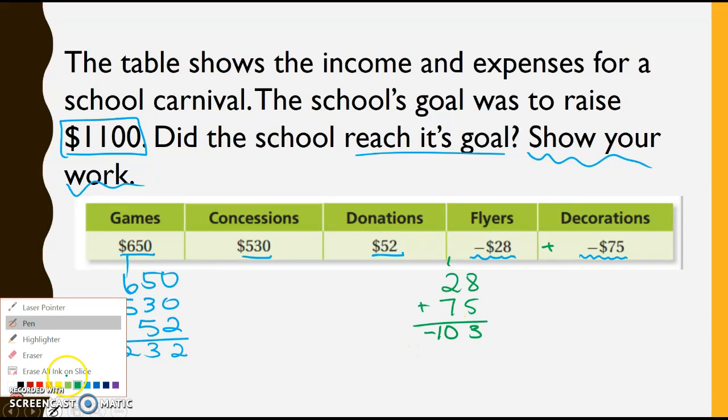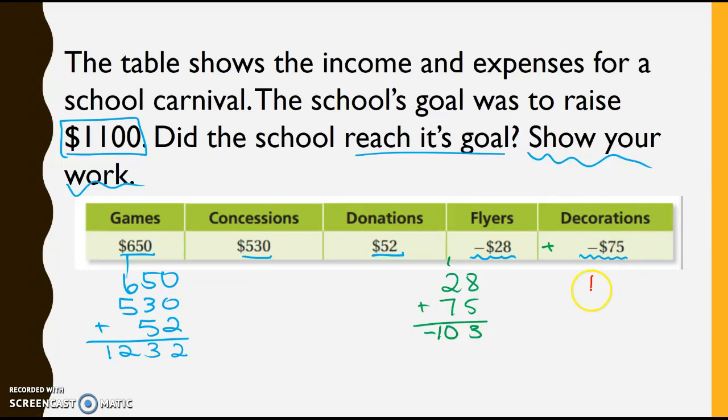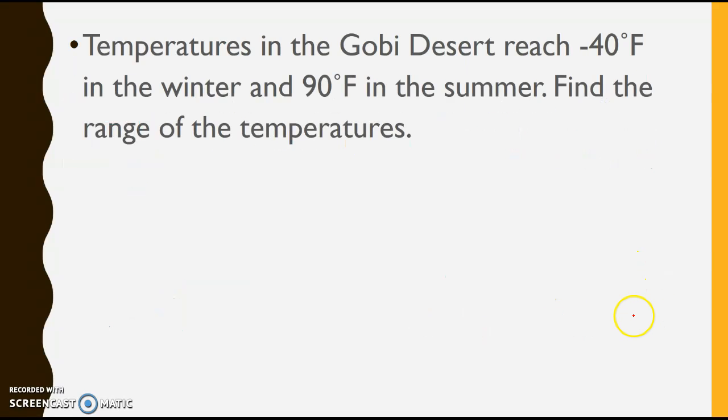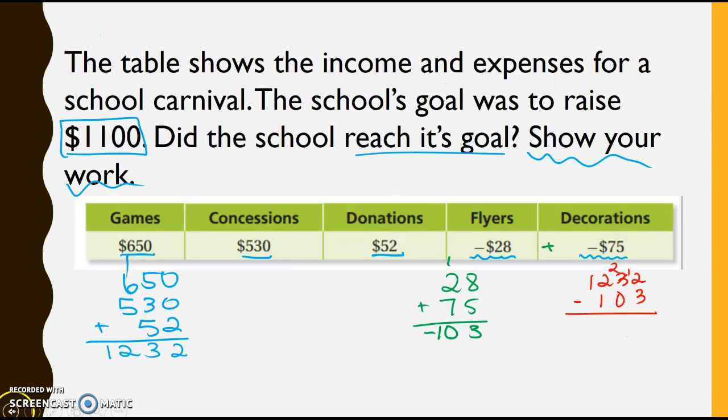So what we can do here now is we can take 1,232 and subtract the amount of money they had to spend to do this, which is $103. So once we get this final difference, 12 minus 3 is 9, 2 minus 0 is 2, 1, 1. So did the school reach their goal? If they raised $1,129 and they wanted to reach 1,100, the answer would be yes.